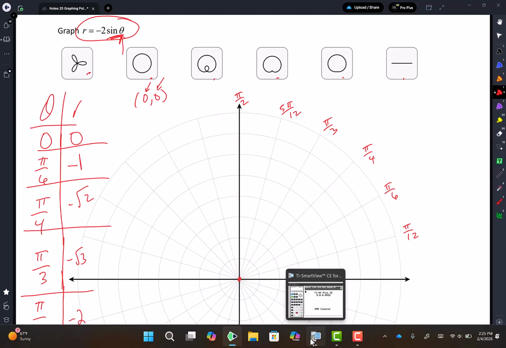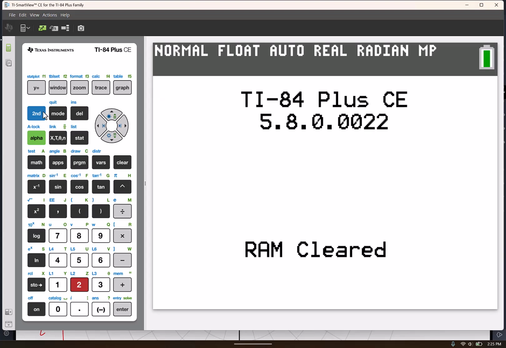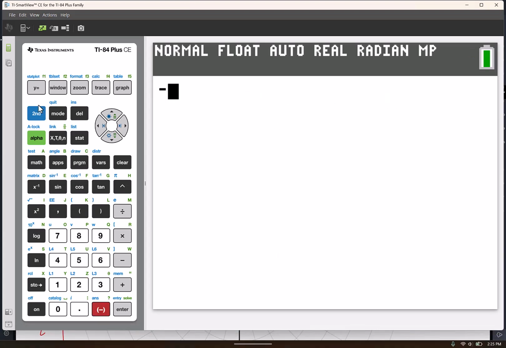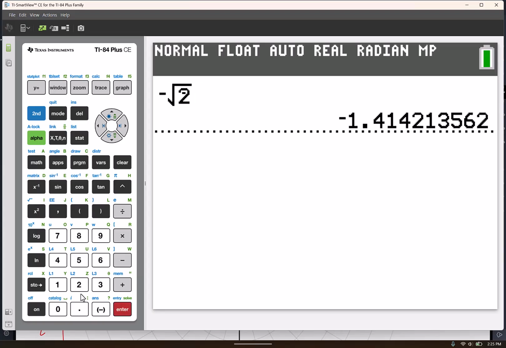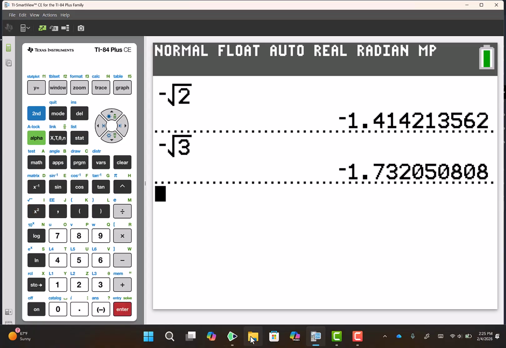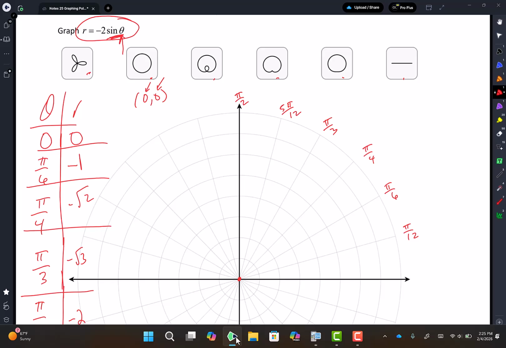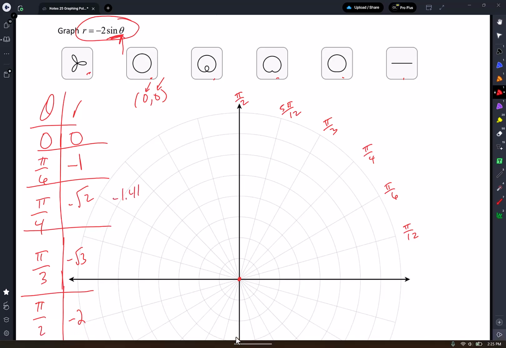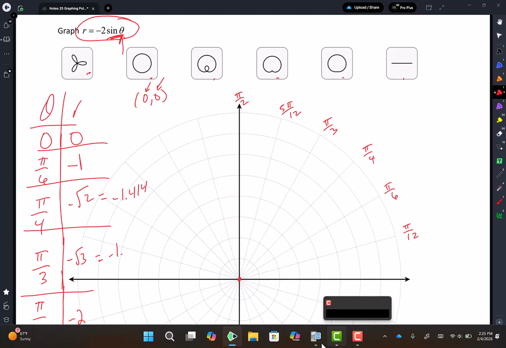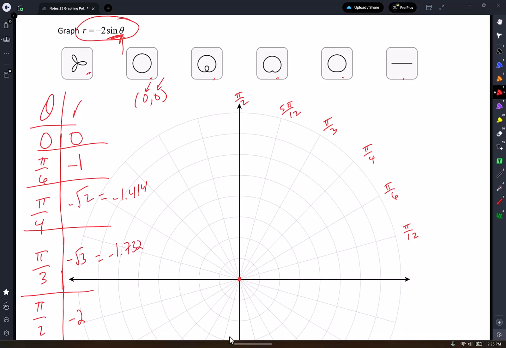It doesn't have to be perfect. So negative square root of 2 is that number, and negative square root of 3 is that number. Negative 1.414 and negative 1.732. I already forgot it, short-term memory. 732. Okay, I'm going to go slow.